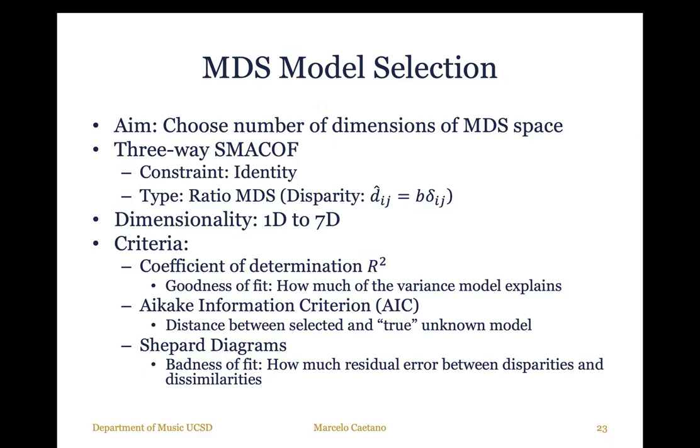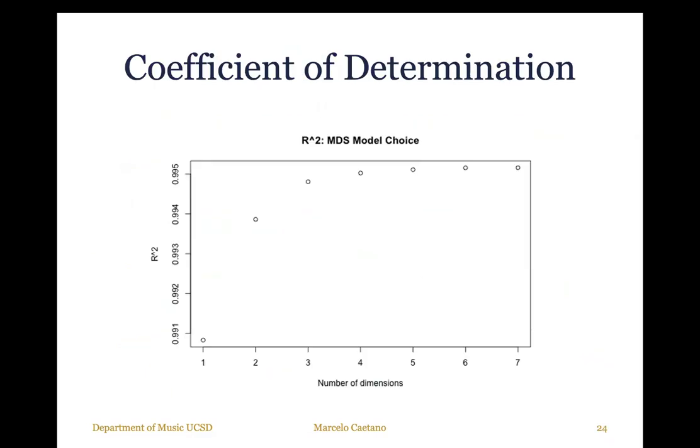The coefficient of determination, which is a goodness of fit measure, tells us how much of the variance in the data the model explains. The Akaike information criterion, AIC, is a sort of distance measure between the current model and some true unknown model. And then we're also looking at the Shepard diagrams, which are basically a badness of fit measure. They show us how much residual error still exists between the disparities and the original dissimilarities collected.